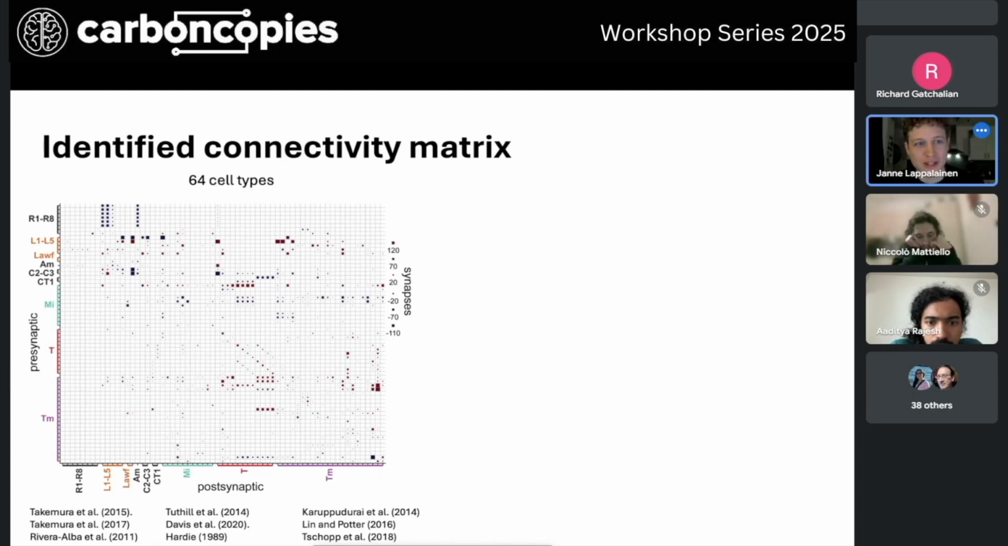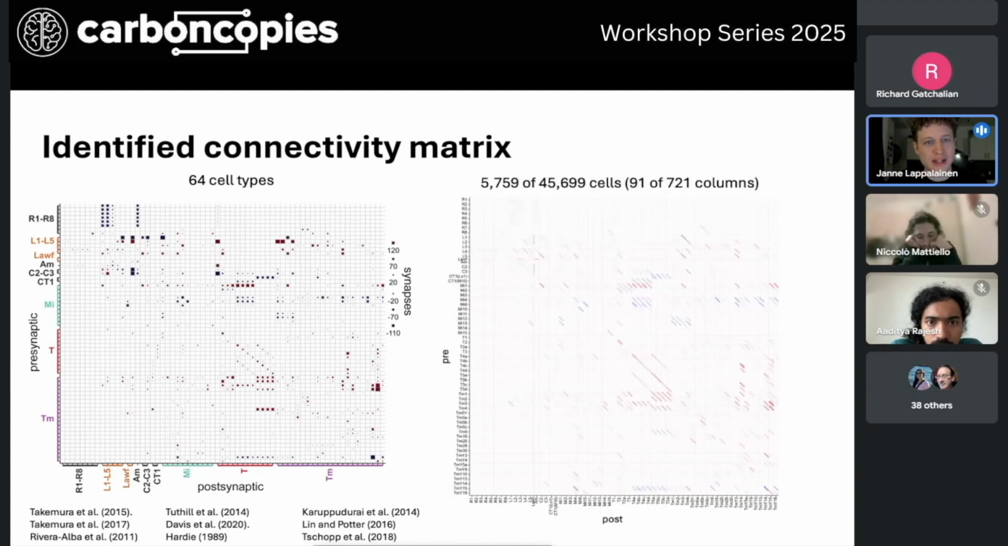So this is cell type on a cell level. This looks much more like this. So this is the model if we only plot the connectivity matrix corresponding to the central 91 columns of in total 721, which roughly corresponds to the number of ommatidia in the fly eye. And then this accounts for the connectivity of 5,700 cells.